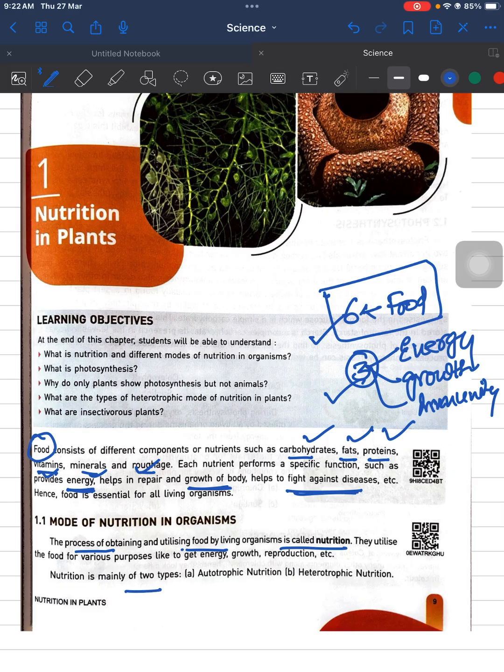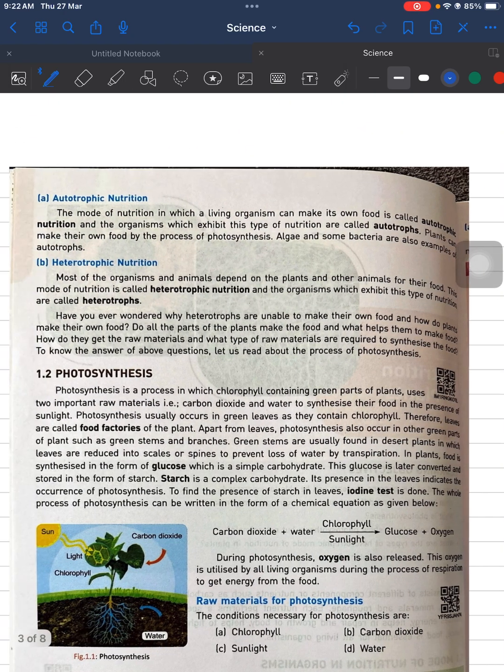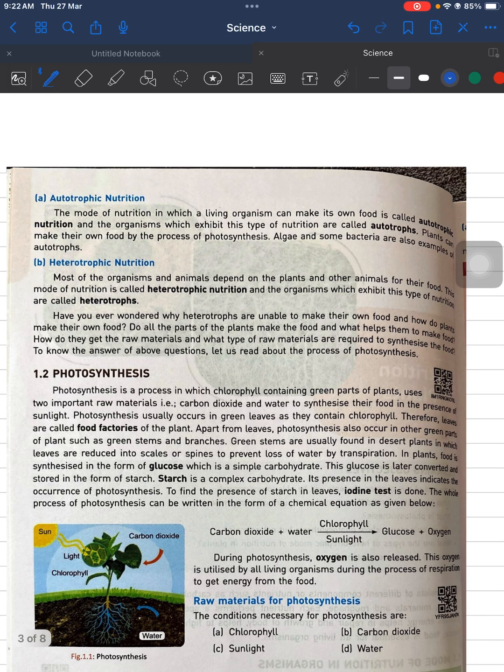There are 2 modes of nutrition: autotrophic nutrition and heterotrophic nutrition. What is autotrophic nutrition? When living organisms make their own food, such kind of nutrition is called autotrophic nutrition. How can living organisms make their own food? They make their own food by the process called photosynthesis.